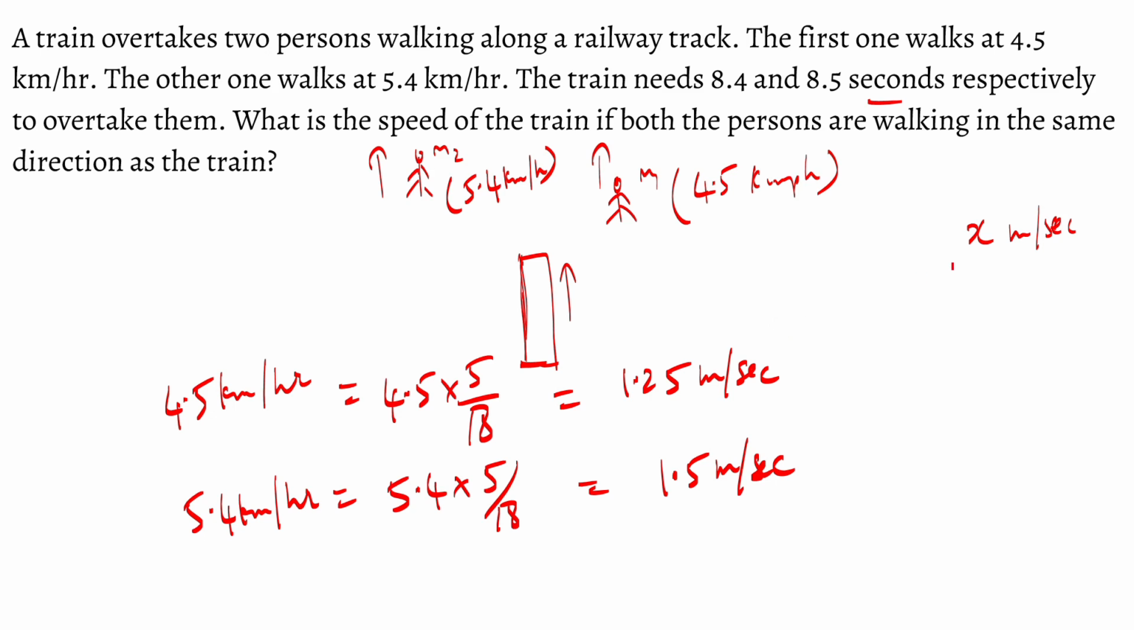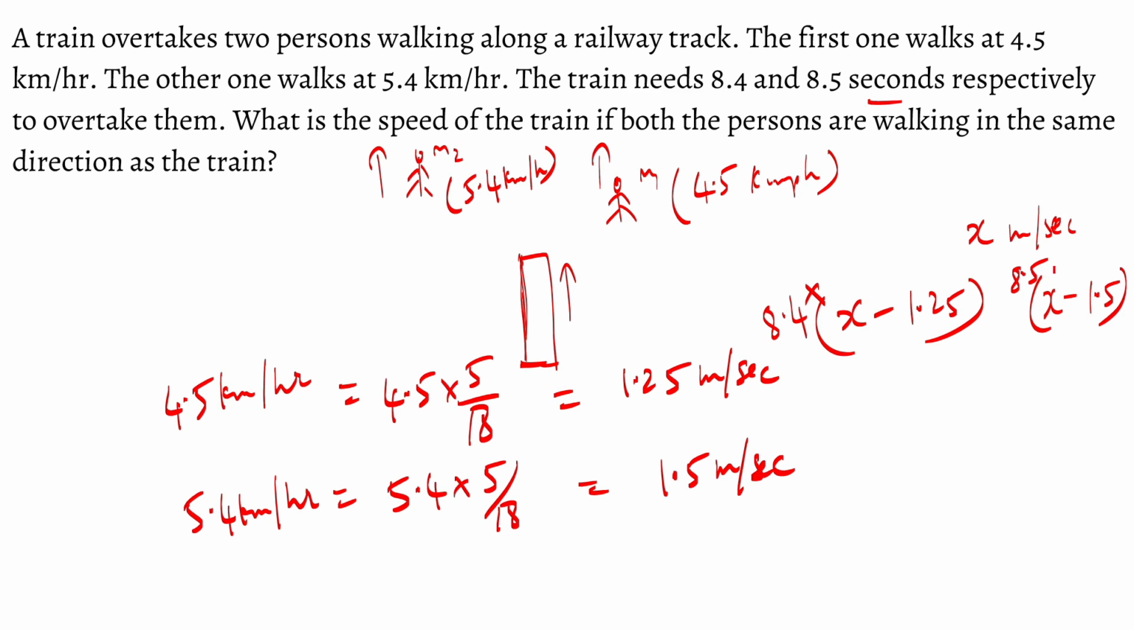Now what is the relative speed here? The relative speed of the train with the first person and the relative speed of the train with the second person. As they are moving in the same direction, we must subtract: the speed of the train minus the speed of the first person, that is 1.25 meters per second, and the speed of the train minus the speed of the second person, that is 1.5 meters per second. So this is the speed, and the time is 8.4 for the first case and 8.5 for the second case.